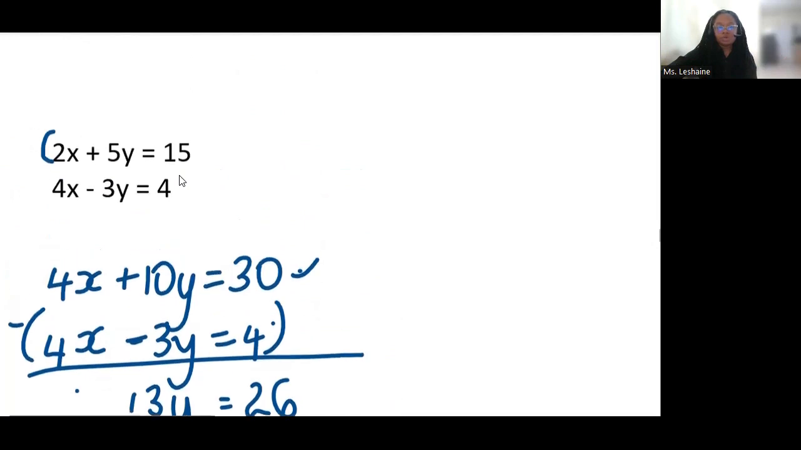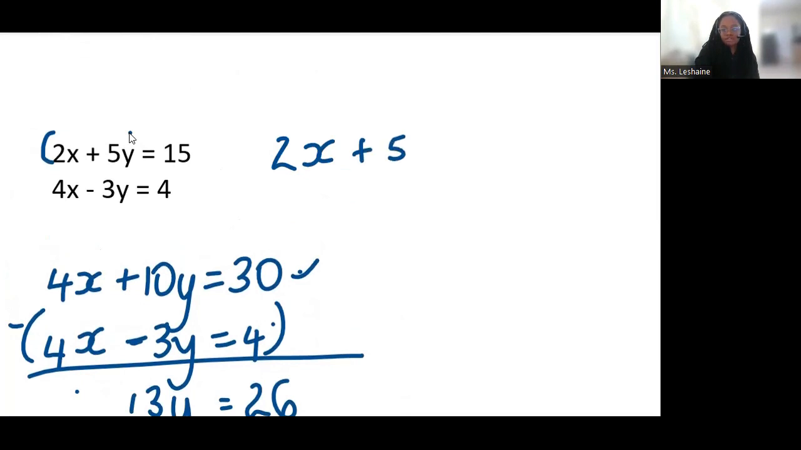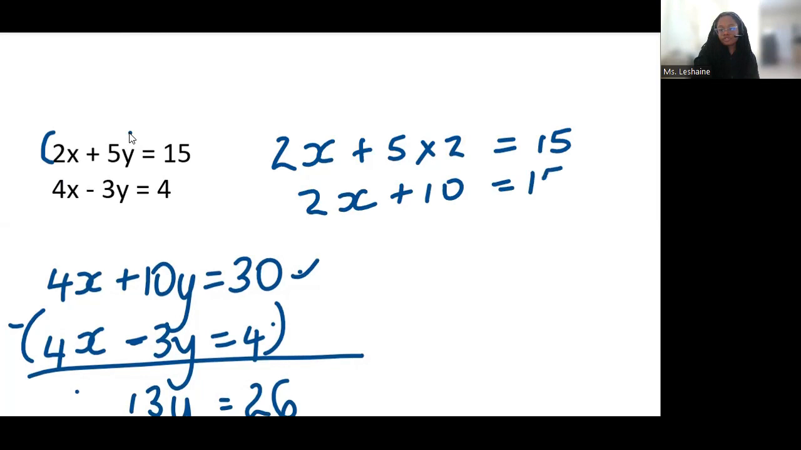So y is 2, so I will replace the y with a 2. So 2x plus 5 times 2 is equal to 15. 2x plus 10 equals 15. 2x is equal to 15 minus 10. So that is 5. So 2x is 5. And then x would just be 5 over 2.